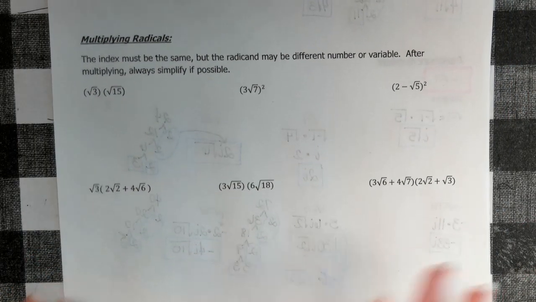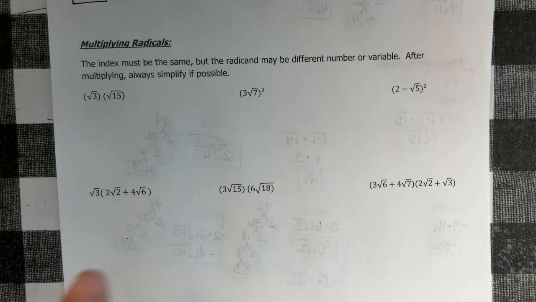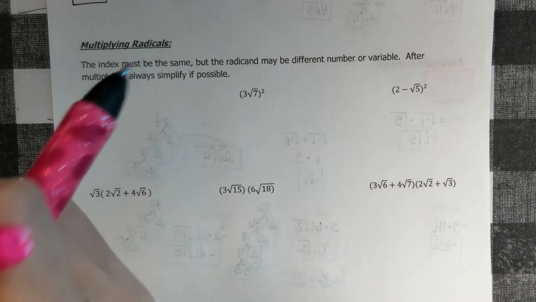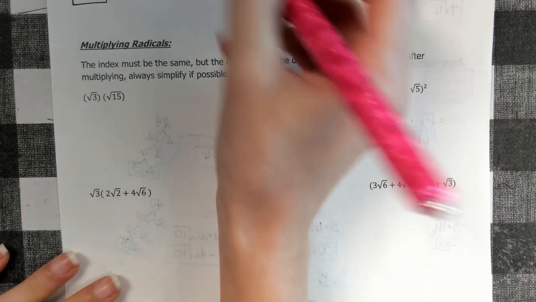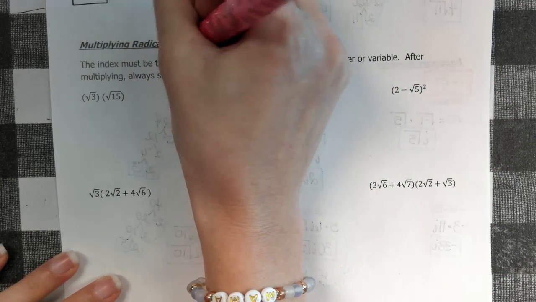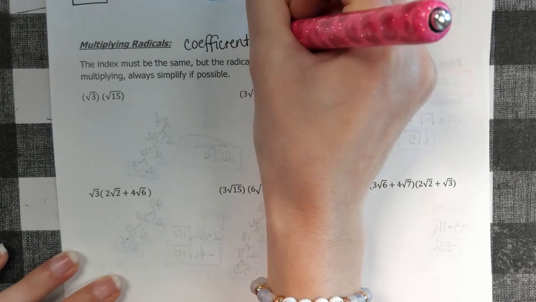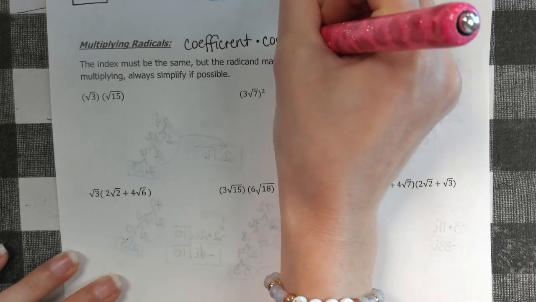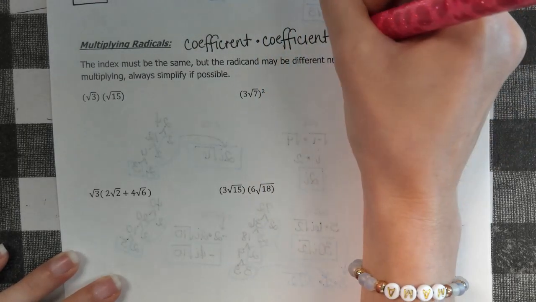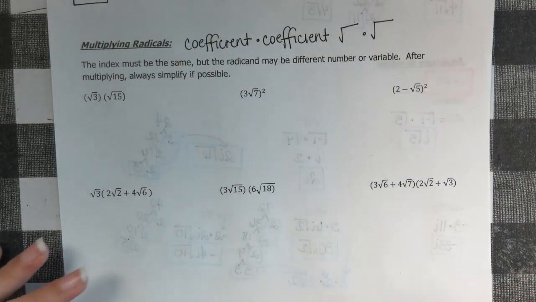All right. When we multiply, okay, your index has to be the same. So again, that's not a problem right now because we're just doing square root. Okay? They're already the same. The number underneath the radical can absolutely be different. Okay? What you're going to do is multiply coefficient times coefficient, and then radical times radical.